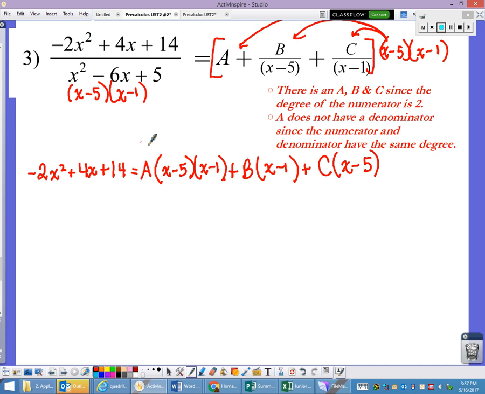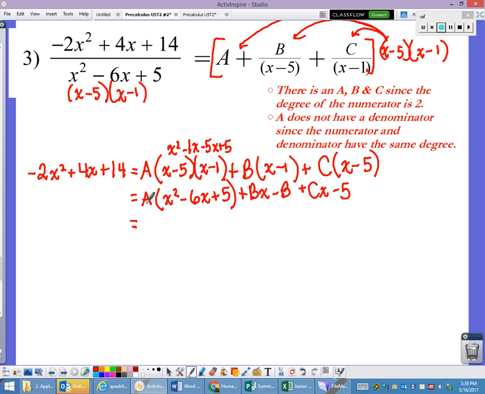Okay? So now that I have all this, I'm going to have to distribute, but if you notice here, I have to first FOIL this. So I'm going to get a times x is x squared, x times negative 1 and negative 5x, that's a total of negative 6x. So this is going to be x squared minus 6x plus 5. I'm just combining those two middle terms to get this negative 6x. Then I'm going to just distribute the b in this step and distribute the c. But now I'm going to have to do another step here to distribute my a. It's going to be ax squared minus 6ax plus 5a plus bx minus b plus cx minus 5.